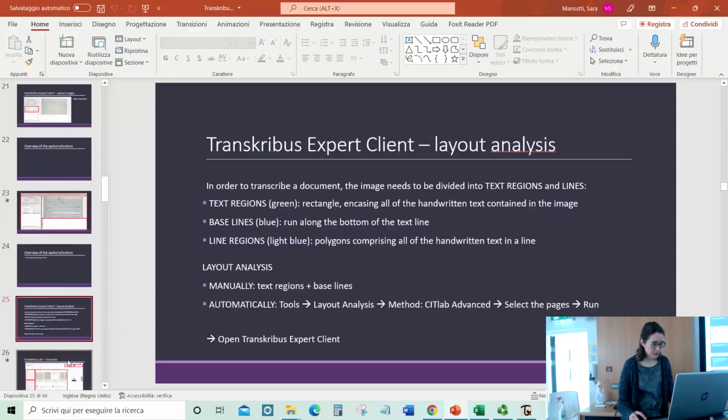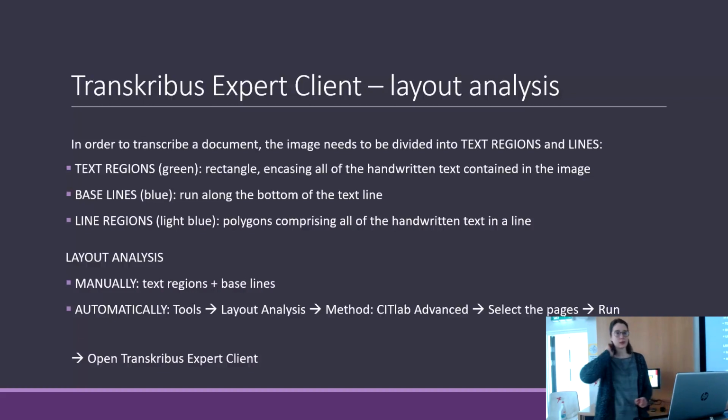We are here. Okay. Now we will talk about the layout analysis. So we have uploaded our images, but now the image is a simple image without the text regions and the text lines. We need to do that because the machine needs to know the correspondence between the image and the text and the line we want to transcribe.